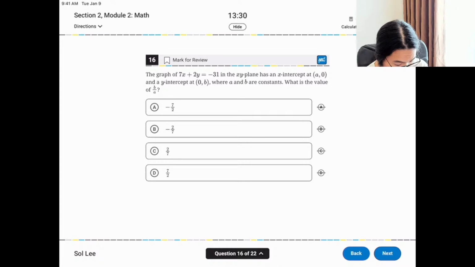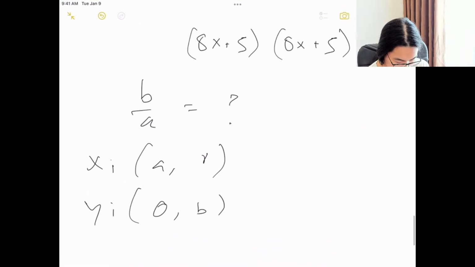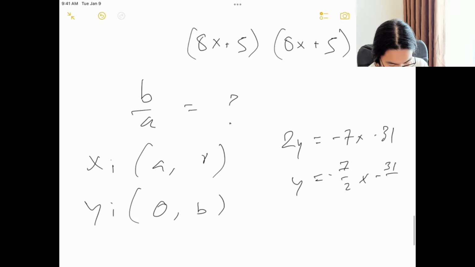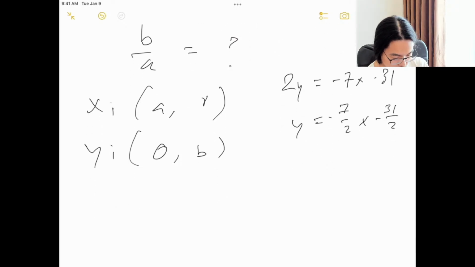So let's get the y-intercept out of the way first. 2y is equal to minus 7x minus 31. So y is equal to minus 7 halves x minus 31 halves. And when x is equal to 0, then y, which is b, is equal to minus 31 halves.